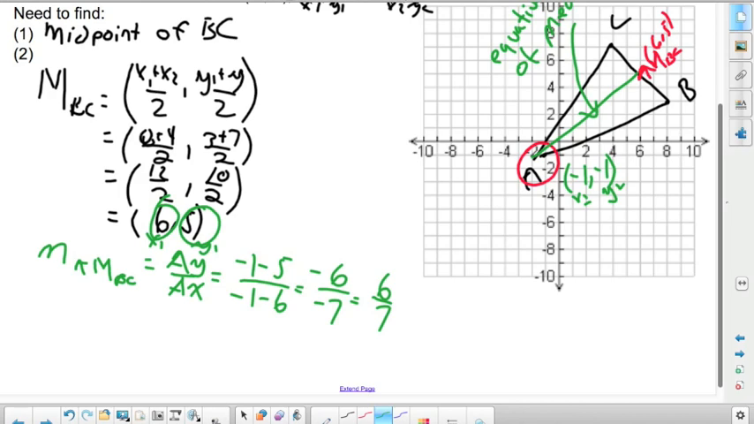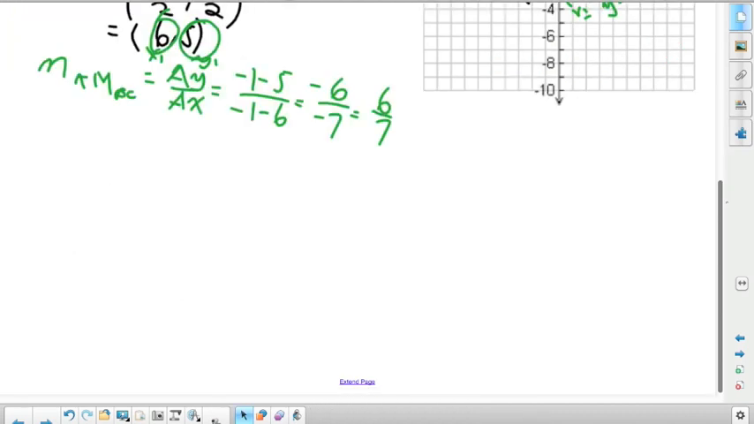The BC is a subscript of the big M because this is my midpoint of BC. So that's a point, right? I want the slope from point A to this other point, which is MBC. That's delta Y over delta X, sorry. Delta Y over delta X.